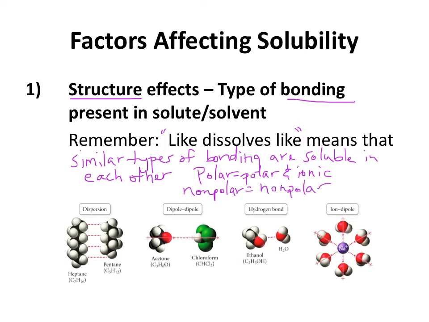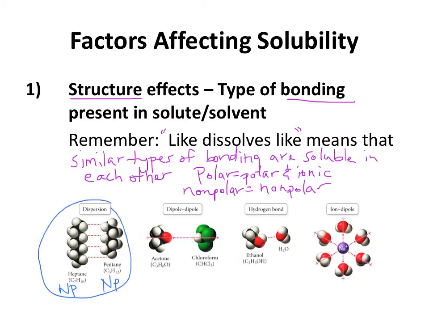So here we have some pictures of a lot of the IMF that we talked about in our previous unit. So the first one we have is London dispersion forces. This is a nonpolar heptane and a nonpolar pentane. And the London dispersion forces, or induced dipole, are the types of IMF here that would be interacting.